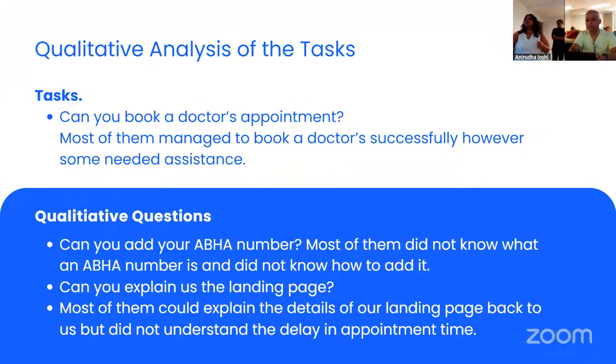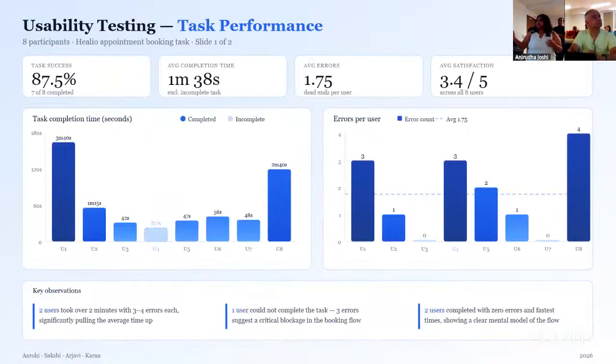So our qualitative analysis consisted of first task: can you book a doctor's appointment? Most of them did manage to book the doctor's appointment successfully, and some needed assistance. Our qualitative questions were, can you add your Aadhaar ID, which directed more towards questions from the user, like what is Aadhaar ID? Oh, I did have an Aadhaar number, but I have not added Aadhaar ID, or I have added an Aadhaar ID. And then we asked them to explain our landing page.